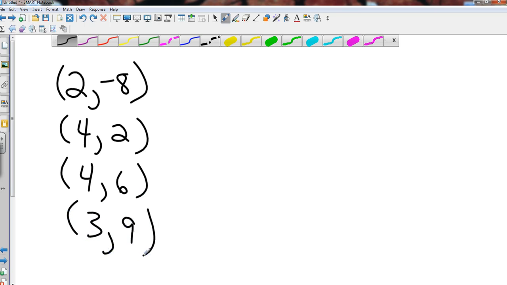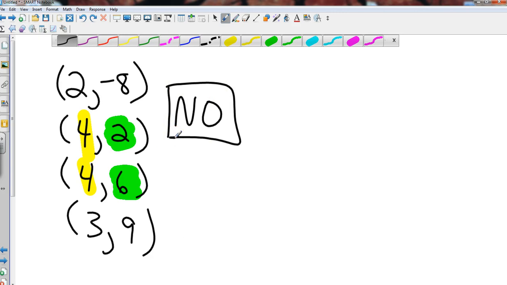Okay, so in that case, 4 does repeat itself, and both of those numbers are different. So is this a function, yes or no? This is not a function. Okay, so be careful if that's the method you're going to use. If you're going to use the graphing method, it'll work itself out and it'll be easy. Okay, be very careful. All right.